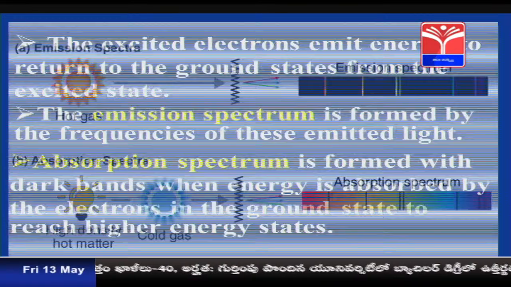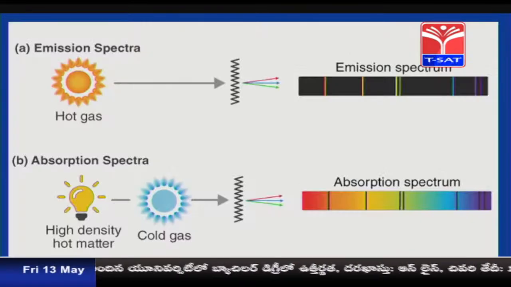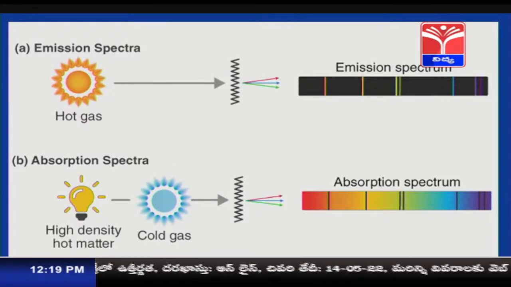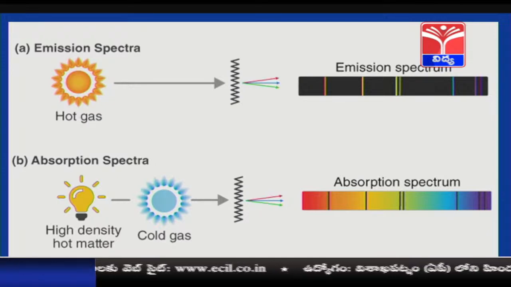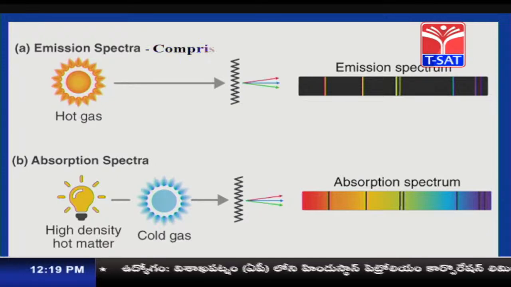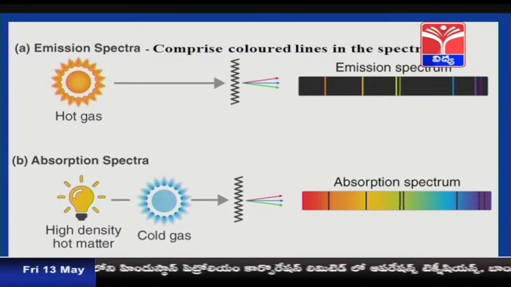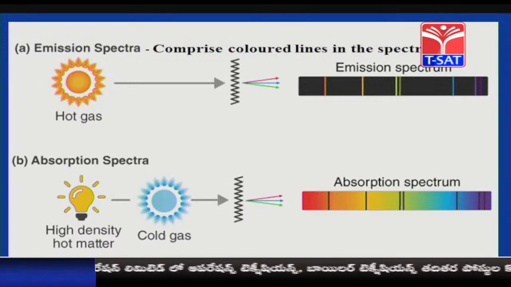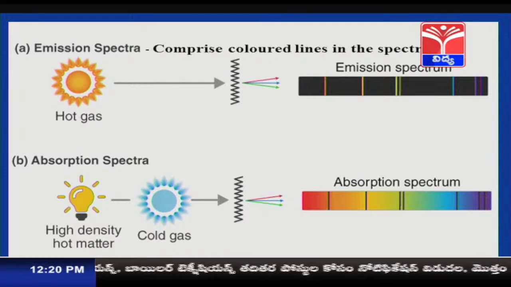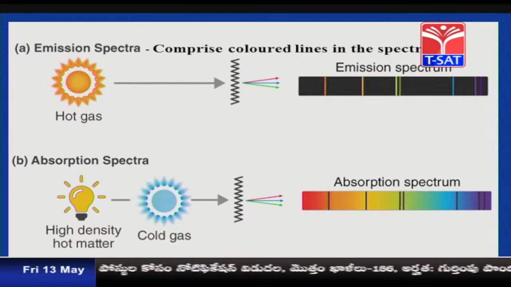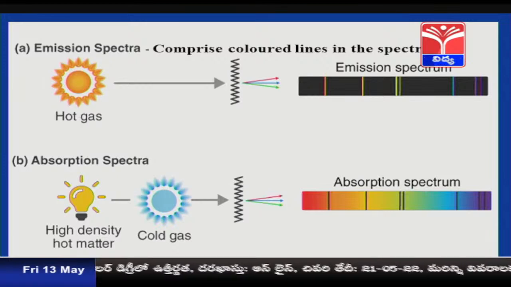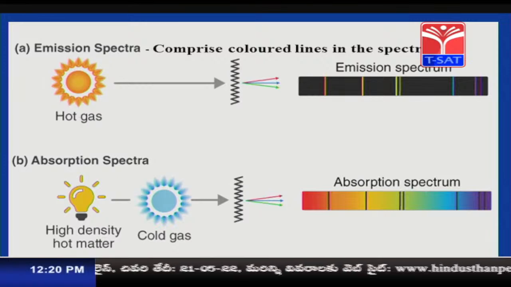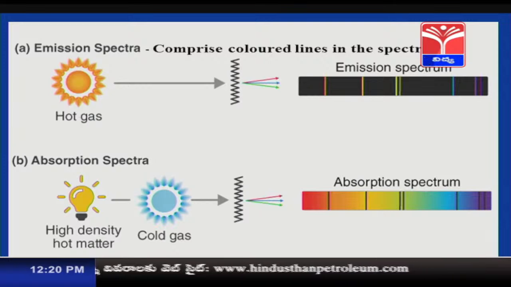Children, here you can observe the visible spectrum can be divided into two types, emission spectrum and absorption spectrum. In case of emission spectra, it comprises colored lines on a dark background. You observe it. When the emitted radiations are collected on a photographic plate, you find this kind of emission spectrum. In this emission spectrum, the background is black and the visible colored lines can be noticed.